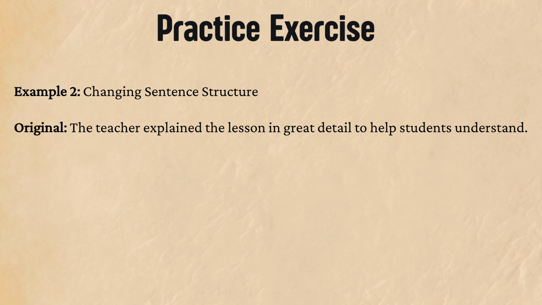The sentence starts with the subject. Who is the subject here? The teacher. And then the verb, explained. And then the object, lesson, and the complement, in great detail to help students. So you can change the structure. Instead of starting with the subject, you can start with the object. The object is lesson, and then you can write the sentence.